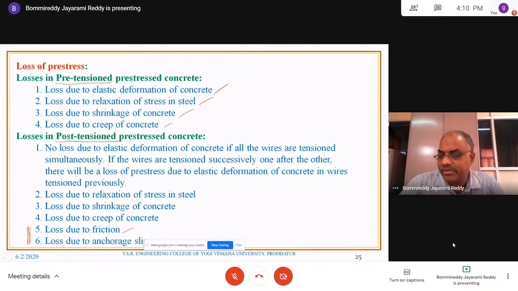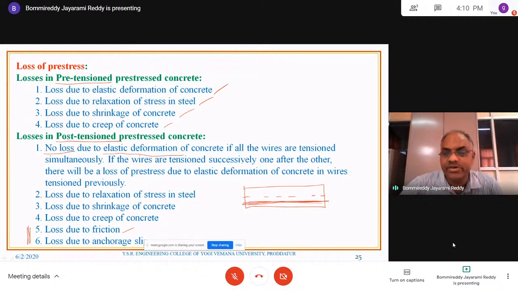The remaining four losses are there in both, but in case of loss due to elastic deformation of concrete, if all wires are tensioned simultaneously, no loss. That means if the member is having several cables and all the cables are tensioned at a time, then there is no loss due to elastic deformation. I will explain in detail a little later.